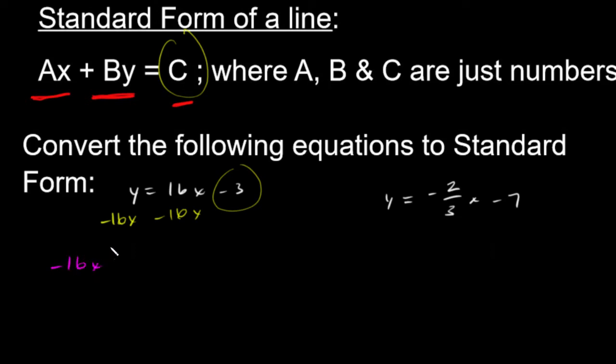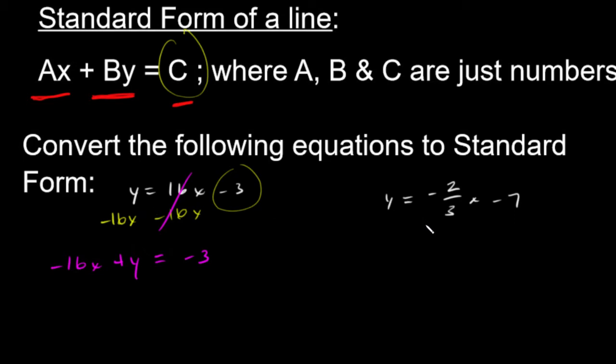Negative 16x. Because we subtracted it, right? So it's over here as a negative 16x. And then plus your y is equal to, right, so this canceled, equal to negative 3. All right, that's it. That's your problem in standard form. You just move the x term.